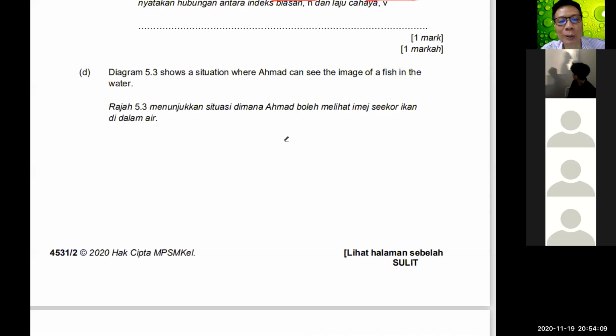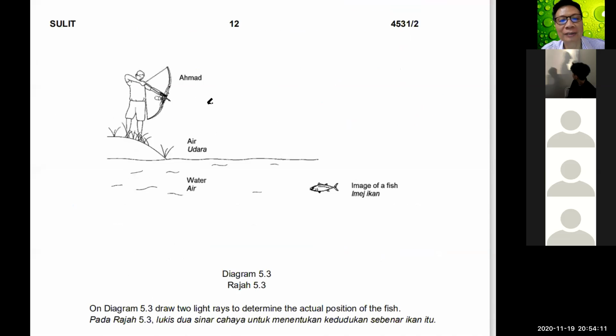Okay, so first is here. You see, the man is trying to shoot the fish. But actually, this is not the fish, this is only the image of the fish. The actual fish is somewhere here. You know why? The actual fish is here, this one is the real one. This one is a fake one. This is an image only. So if you shoot like that, you cannot get it. You have to shoot lower.